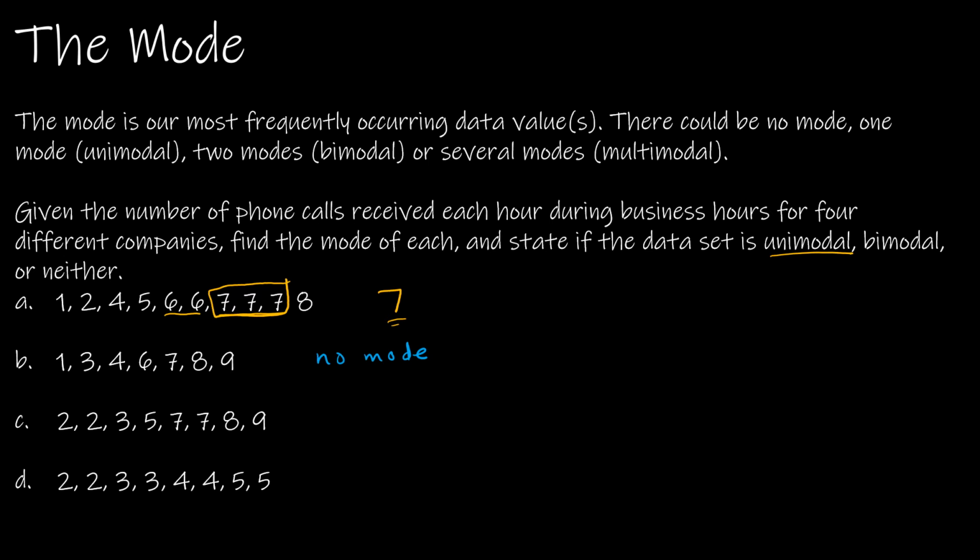For example C, I have 2 2s, I have 1 3, 1 5, I have 2 7s. So I would actually have two modes here, 2 and 7. That would make it bimodal. And then for the last one, I've got 2 2s, 2 3s, 2 4s, 2 5s. So those are all considered modes and called multimodal.